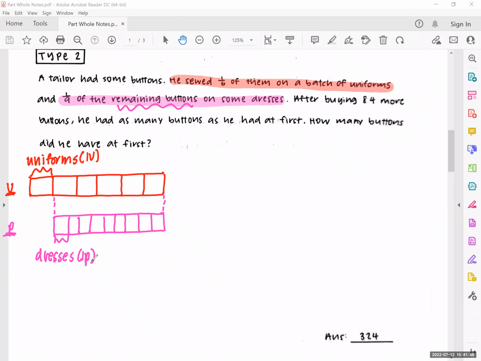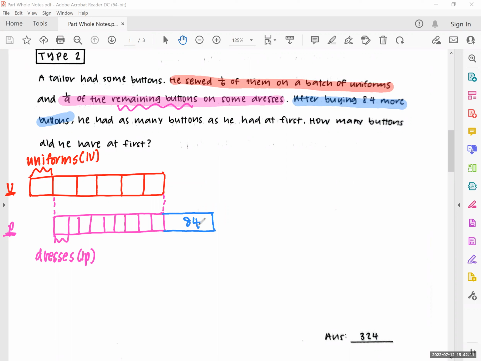Now, this is the next keyword: after buying 84 more buttons. So this is quite easy. You just add on, because I buy, right? I buy 84, correct? So I add on. But what is confusing is, this is the part students are going to be confused.